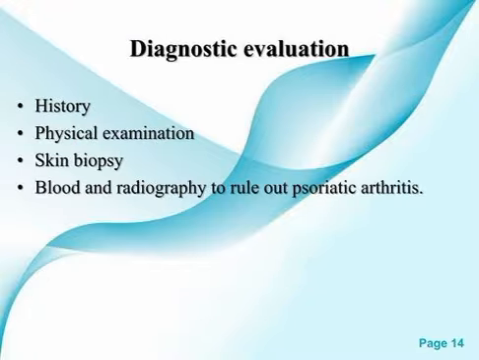Next will be the diagnostic evaluation. In the diagnostic evaluation, we have to check the history, physical examination, skin biopsy, along with blood tests and radiography to rule out psoriatic arthritis. So, first we have to check the history of the patients. Next we have to perform the physical examination along with the skin biopsy. With the help of the blood tests and radiography, we can easily rule out the psoriatic arthritis condition.